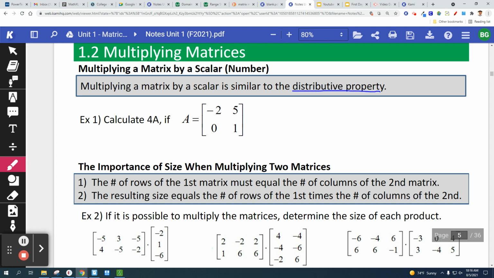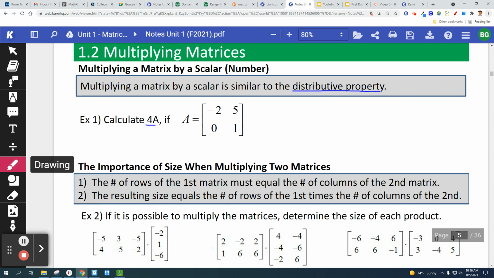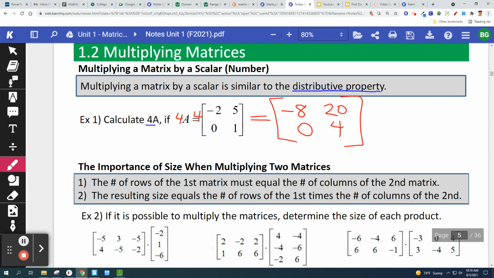So example 1 says calculate 4 times A. All I'm gonna do is squeeze in a little 4 right there. 4 times A is just 4 times every single number in the matrix. Imagine it was the distributive property, times every single number in the matrix. That's not going to be too bad. 4 times -2 is -8. 4 times 5 is 20. 4 times 0 is 0. And 4 times 1 is 4. That's all it is. We just multiplied by a scalar. We multiplied by a number.